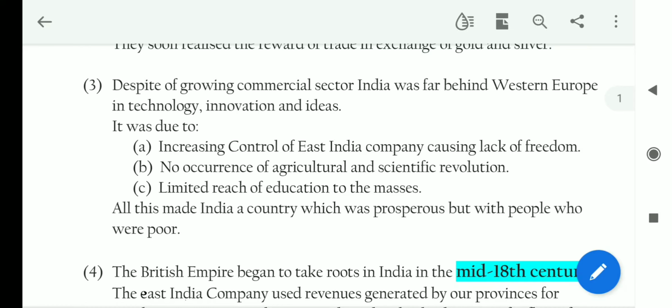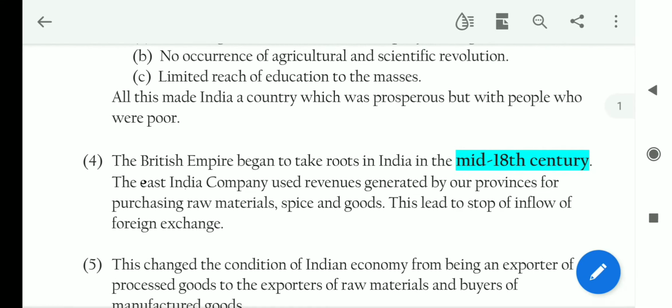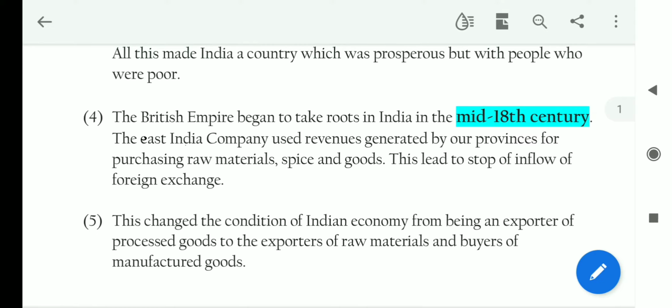Then fourth, the British Empire began to take roots in India in the mid 18th century. The East India Company used revenues generated by our provinces for purchasing raw materials, spice and goods. This led to the stop of inflow of foreign exchange.